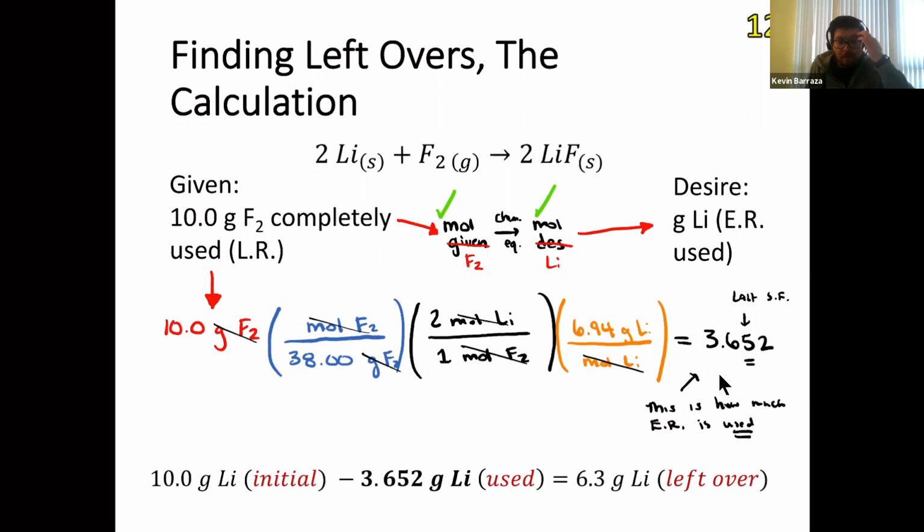And because the last step is subtraction, I'm going to go with 1 decimal place versus 2 decimal places. And this is why my leftover is 6.3. And so this is how much lithium is left over by the reaction.